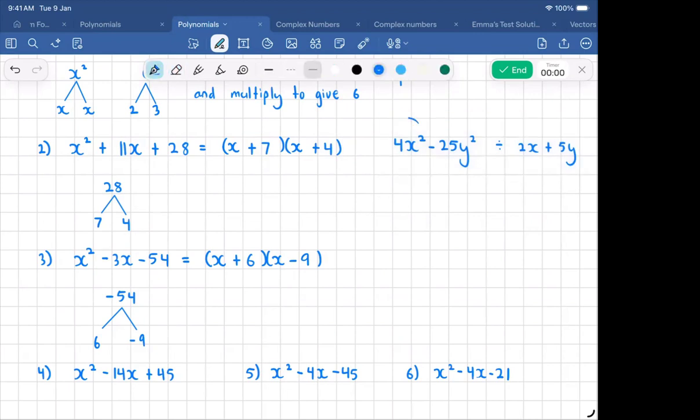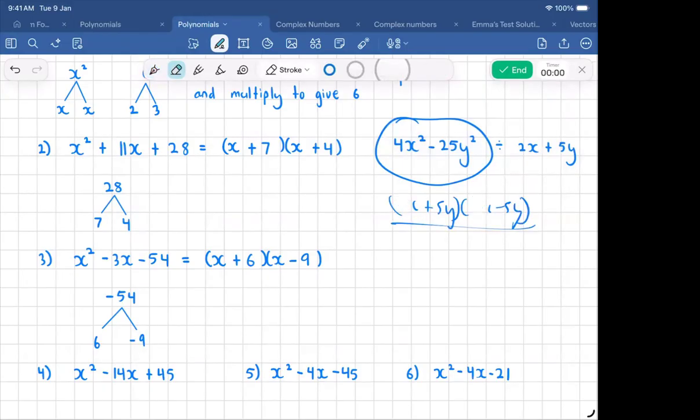By the way, this is just a difference of two squares. So 4x squared minus 25y squared is the same thing as 2x plus 5y times 2x minus 5y. I'm saying it'll be 2x, my bad. 2x plus 5y, and this is how you do it. That's what you should do in the exam.